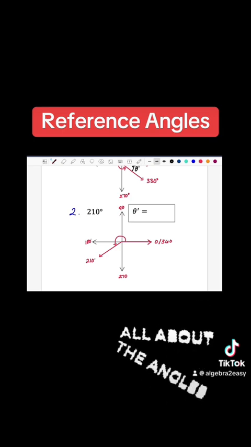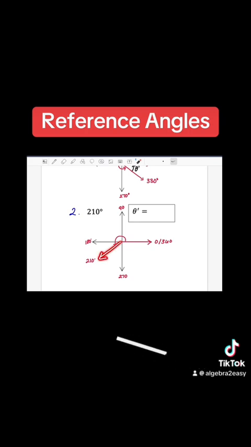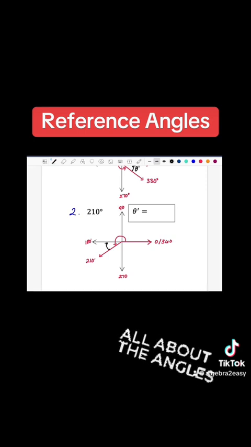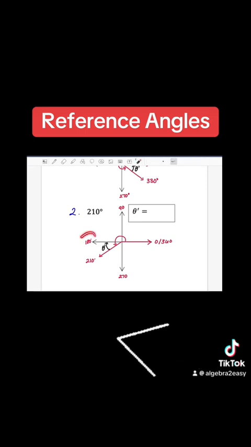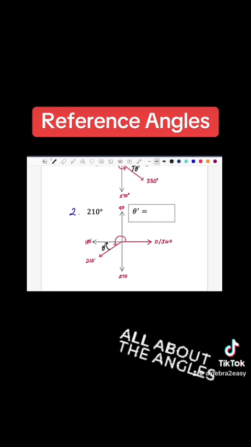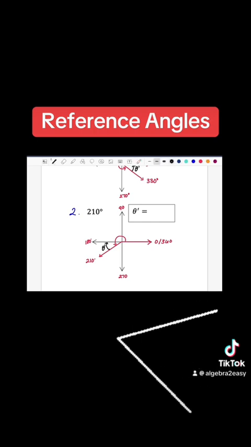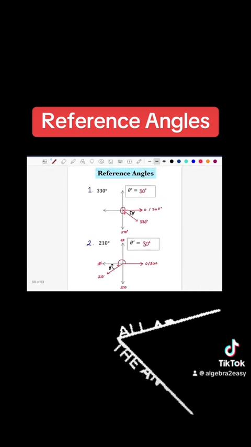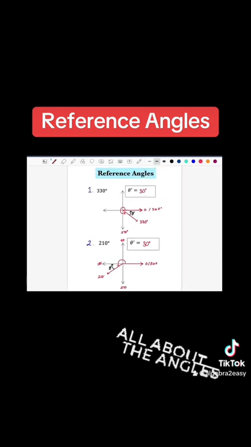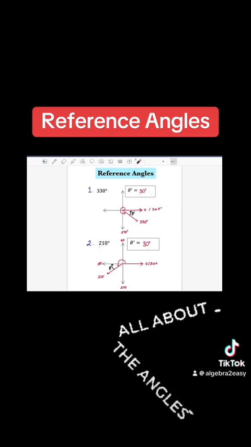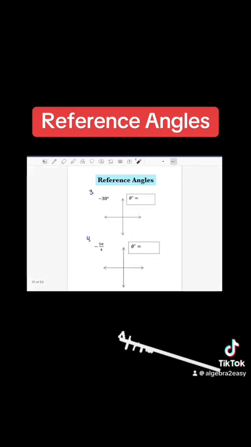Now we're going to sketch our reference angle, which is from the terminal side of the angle back to the x-axis. So there's my curve for theta prime. Now we're just going to figure out what is the distance between 210 and 180. And like I said, either it's going to be 30, 45, or 60. All reference angles are one of those three numbers. This is 30 degrees, the same as what we had above, showing that different angles can have the exact same reference angle. Let's try a couple more.